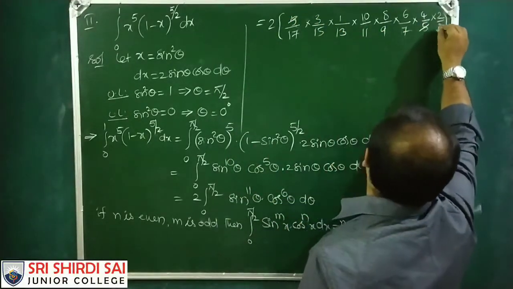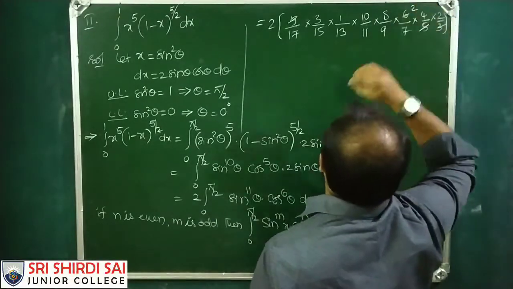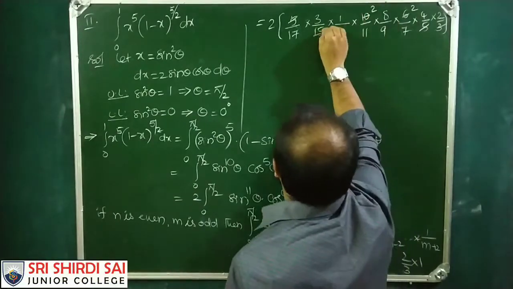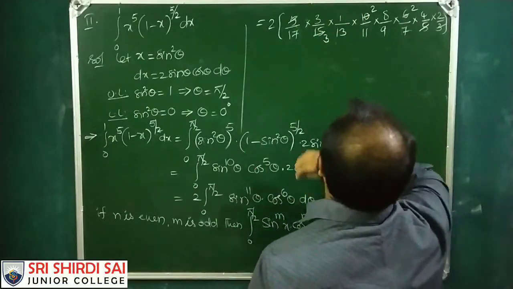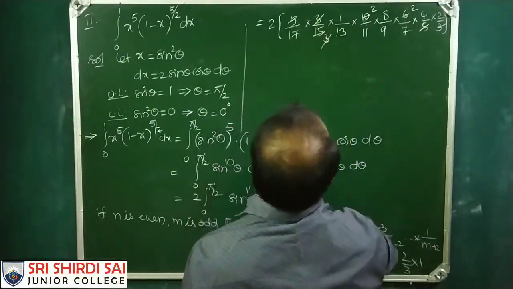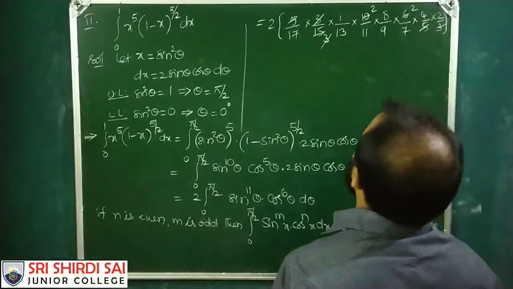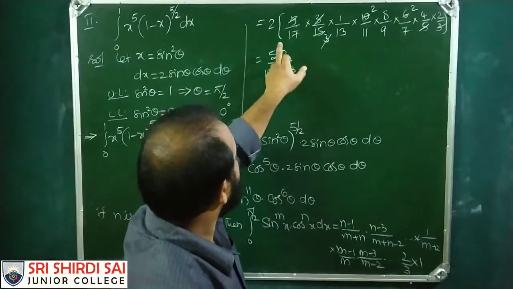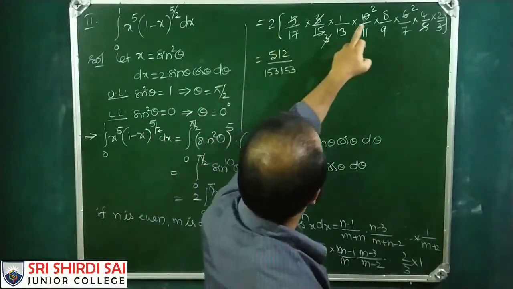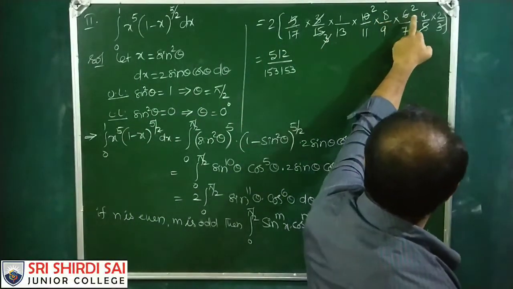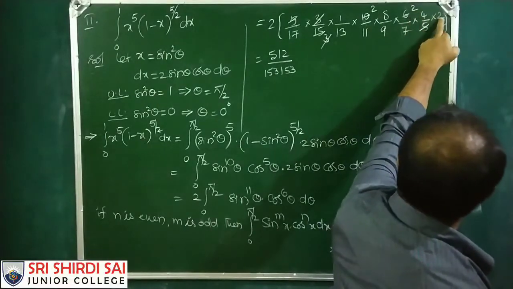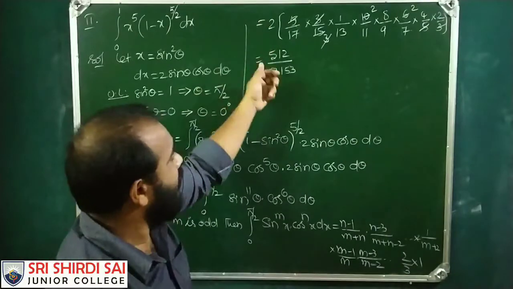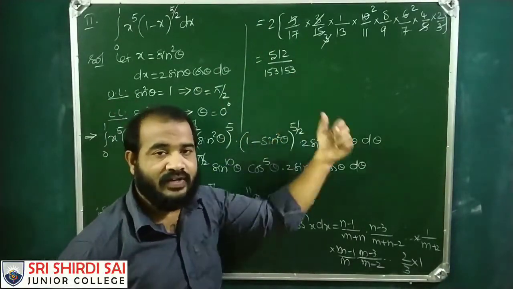So now 5 gets cancelled. Okay, and this 3 2 times, and 5 2s 10, 5 3s are 15. This 3 and this 3 gets cancelled, and that is equal to, so 2 2s are 4, 4 8s are 32, 32 2s are 64, 64 2s 128, 4s 512 by, this is 153.